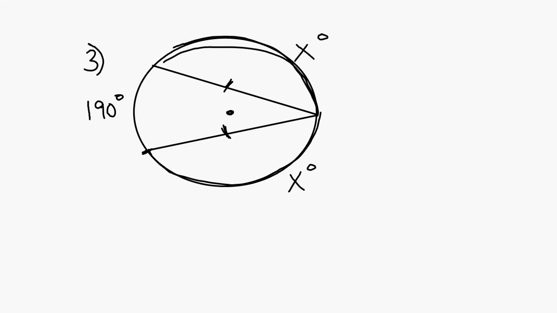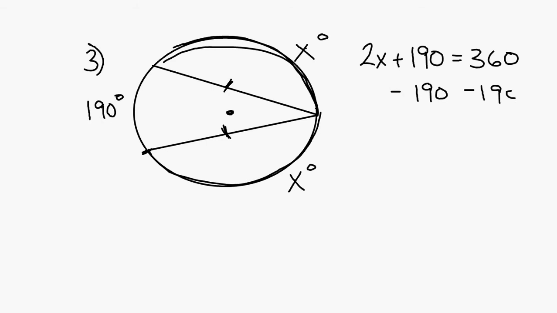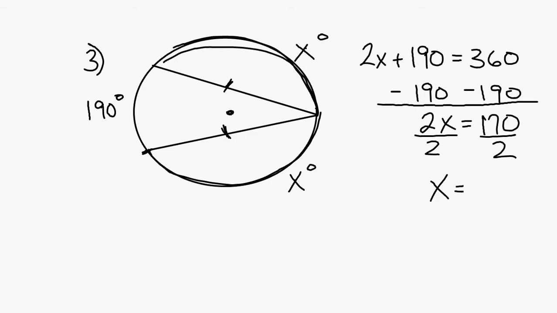And now you've got 3 arcs in this circle. And the sum of the arcs in a circle is 360. So you take x plus x plus 190. So you got 2x plus 190. And that's got to equal 360. So you subtract 190 from each side. And 2x equals 170, and then you divide by 2. So x equals 85.